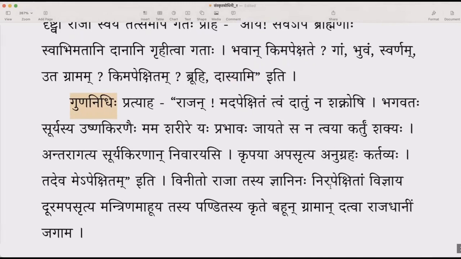Rajan, madapekshitam tvam dhatu na shaknoshi. Madapekshitam, what I want, you will not be able to give. To give, datum. Na shaknoshi, you are not capable. Bhagavataha suryasya ushna kiranaihi, mama sharire yah prabhavaha jayate, sa na tvaya kartum shakyaha.